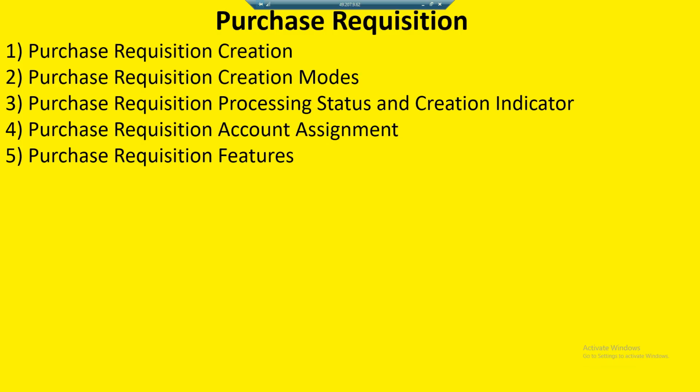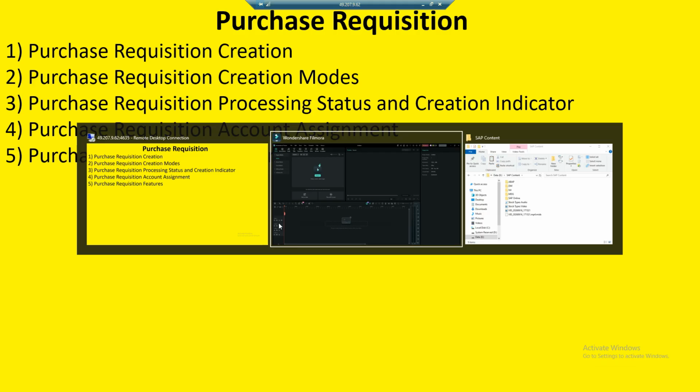We will see purchase requisition creation modes, purchase requisition processing status, and creation indicator. 4 and 5 we will see in the next video. That is purchase requisition account assignment, purchase requisition features. Okay, we'll go to SAP Easy Access.